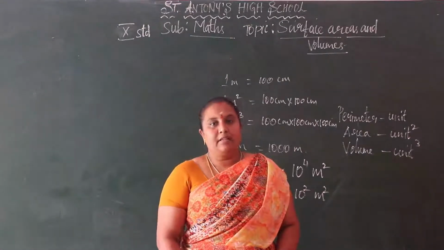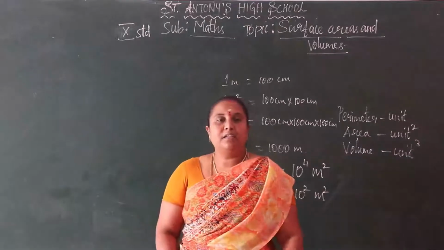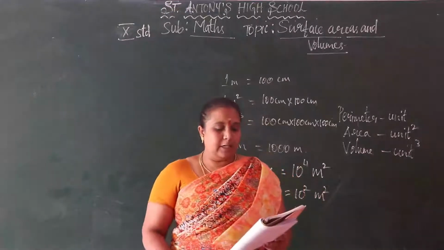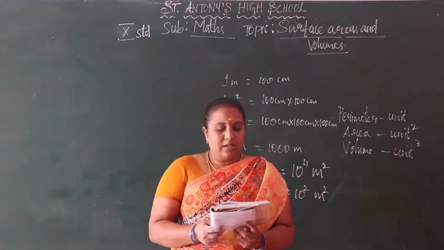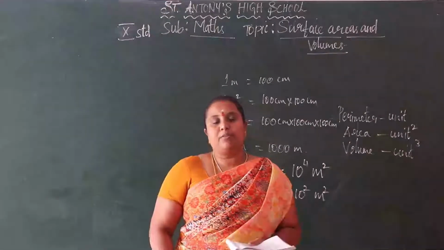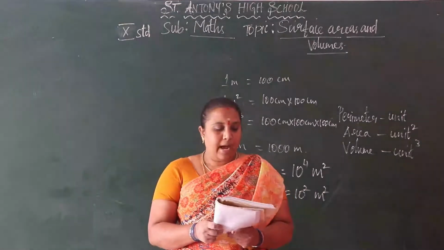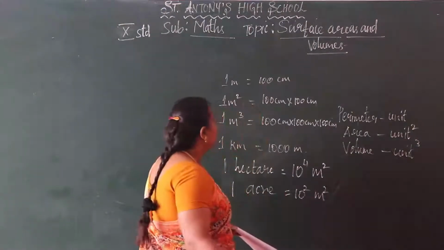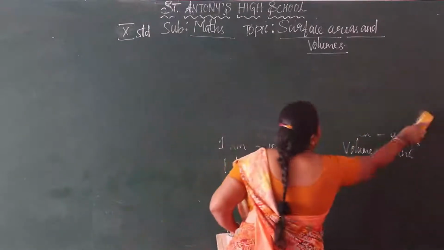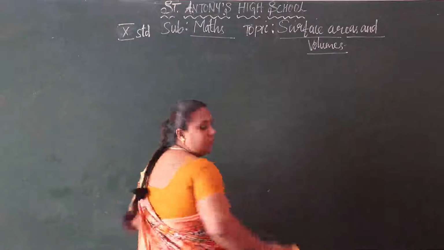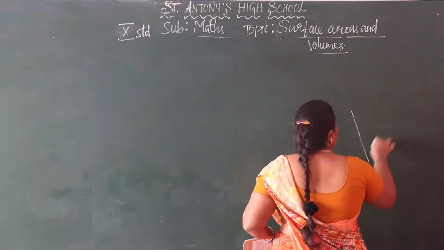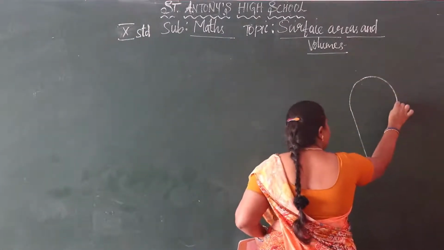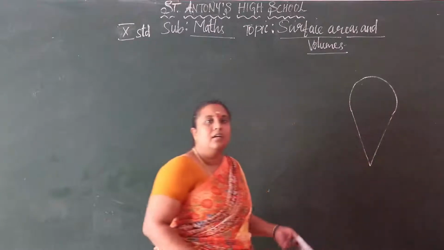So let us see the first problem in this chapter, that is example 1. Here we have to find the area. Rashid got a plain top as his birthday present. You all know what is meant by a top. What is a top? It looks like this: one cone is under, and one hemisphere is closing on the cone.